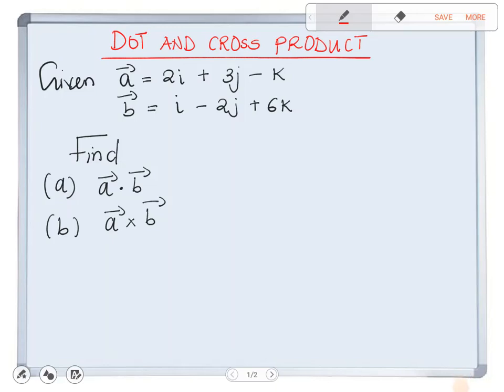Welcome to another video. We are going to look at the dot and the cross product of two or more vectors. Today we are going to establish the difference between these two, the dot and the cross product, so that even as you meet other questions, you'll be able to know how to go about them.